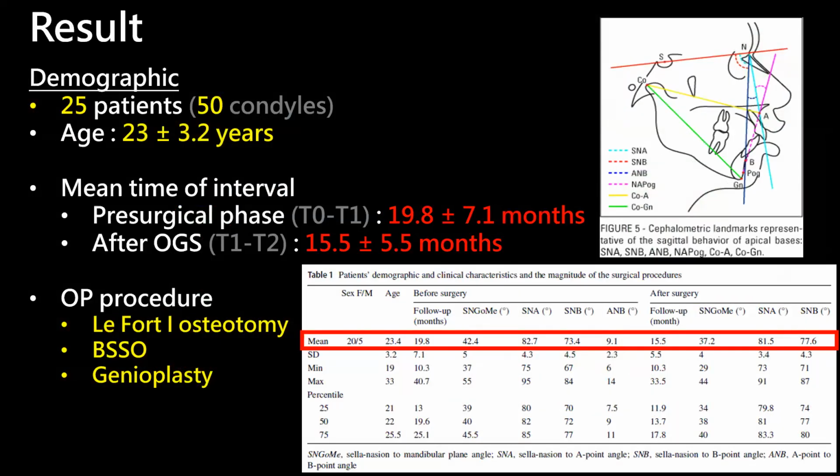For demographic data, there were 25 patients with 50 condyles in this study, with an average age of around 23 years. The mean time interval of the presurgical phase, T0 to T1, is about 1.5 years. After OGS, the mean follow-up interval is about 1 year and 3 months. For the operative procedure, every patient underwent Le Fort I osteotomy, BSSO, and genioplasty.